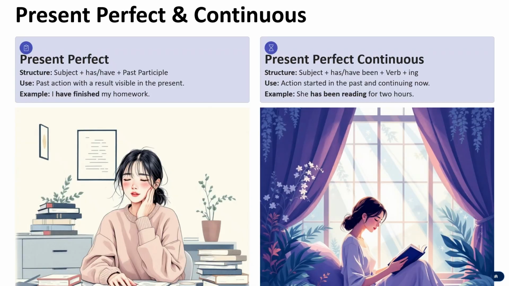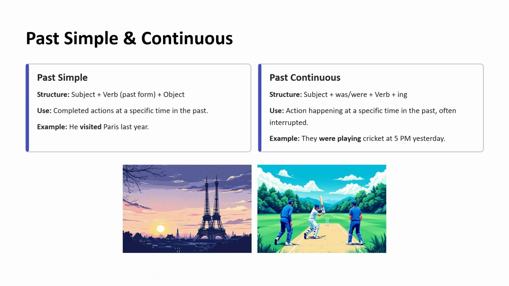Present perfect. We use it for actions that started in the past and continue now, or for past actions with results in the present. Example: I have finished my homework. Present perfect continuous. We use it for actions that started in the past and are still continuing. Example: I have been studying English for 3 years.